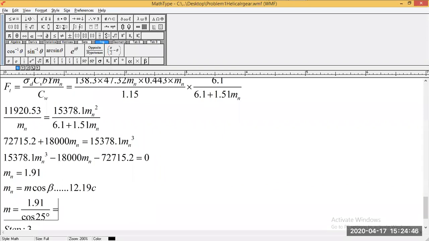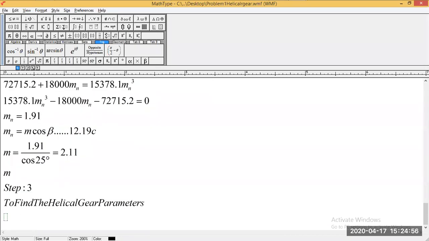So this will give us a value of 2.11. So we'll approximate this to 3. So m we will keep as 3. Okay, so this is the answer. Module is 3.